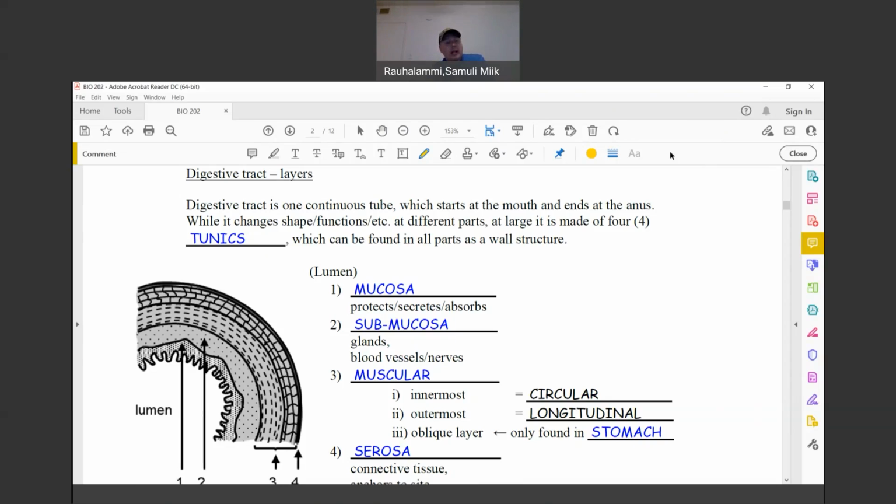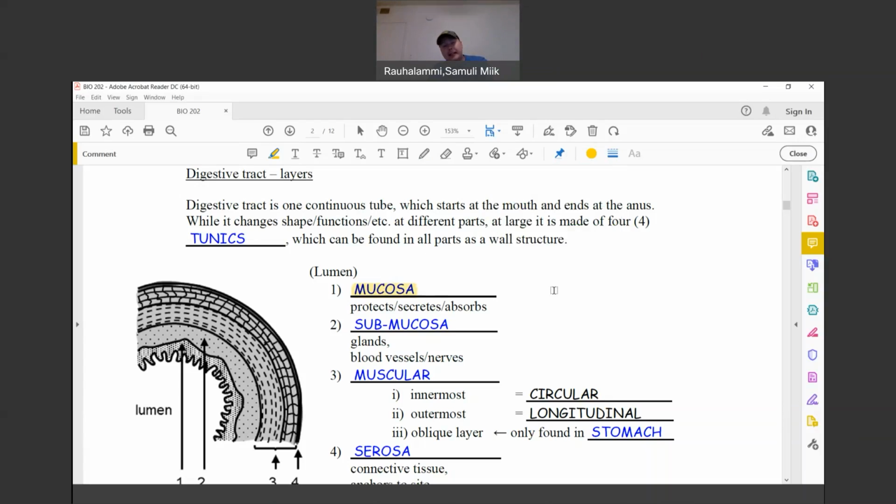So let's start working our way from the very center of the vessel. The center part of the vessel is known as the lumen. The very first layer that we find is the mucosal layer, shown in this diagram with the number 1. The mucosal layer is in direct contact with the material that passes through the digestive tract, so it serves the purpose of protecting the other layers further along.